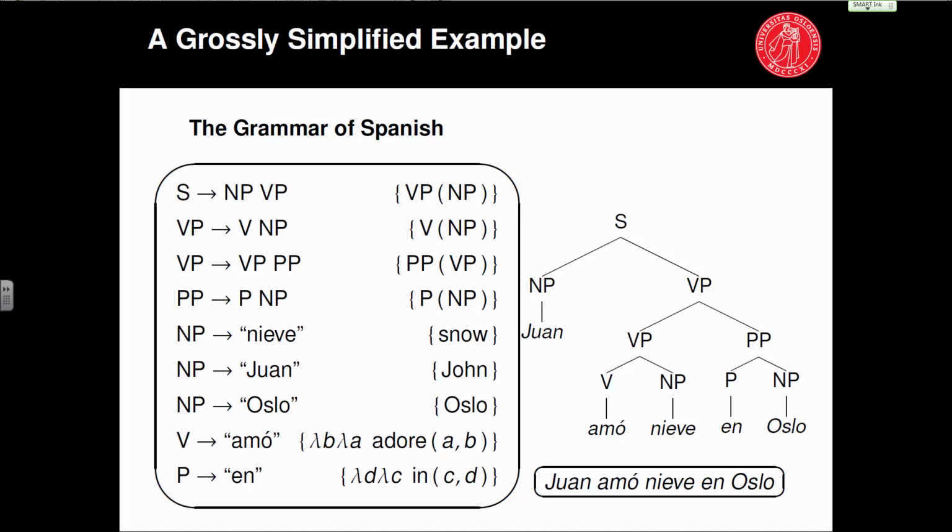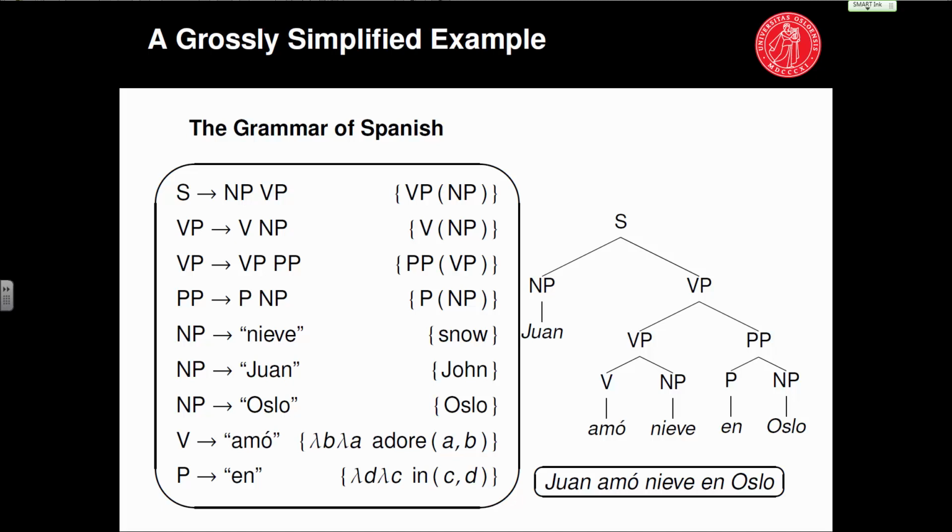The meaning of amo is a lot more complex. That is a relation that I call the adore relation that involves two arguments, A and B, and the lambda B, lambda A here is just some notation. It's a function essentially. If you've taken functional programming, you recognize the lambdas. So this is a two-place function. It's a function that looks for two arguments, A and B, and will put them into the first and second argument position of this adore relation. And the same is true for en. That's a two-place function, takes two arguments and puts them into a relation that I call in.